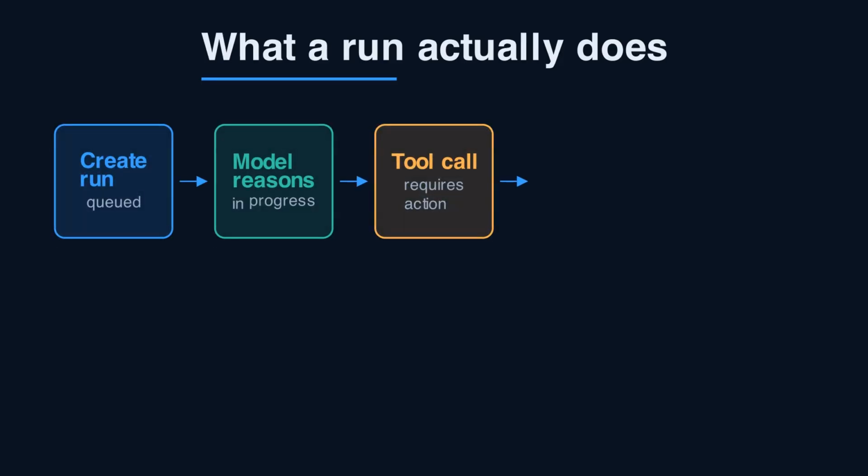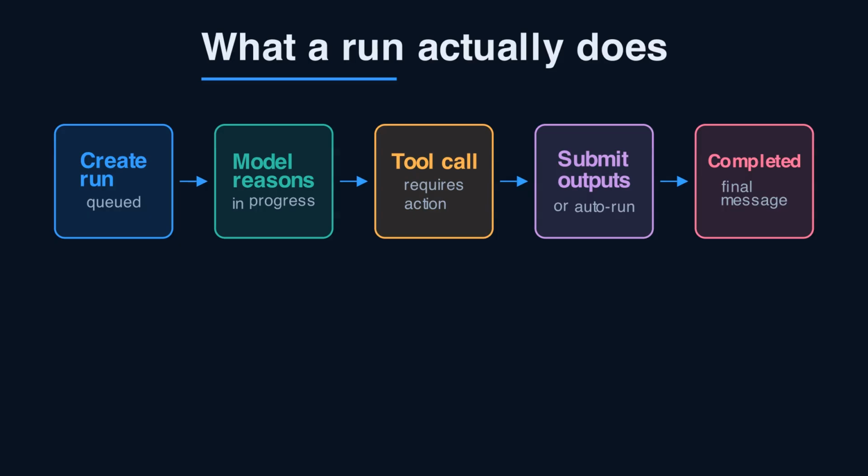You start a run on a thread. The model decides whether it needs a tool. For built-in tools like file search or code interpreter, the service executes them and feeds the result back automatically. For your own function tools, the run pauses in a state called requires action, hands you the tool call arguments, and waits for you to submit outputs. Then it continues until it produces a final assistant message and moves to completed. Runs are asynchronous. You either poll the run status or use the streaming API to watch events as they happen.